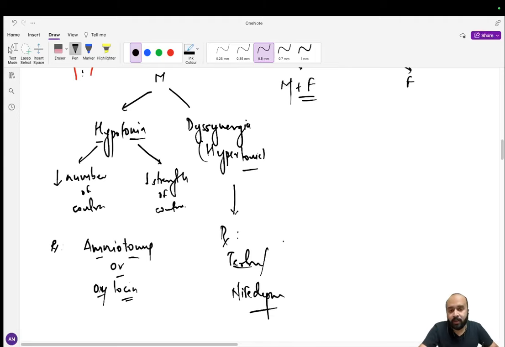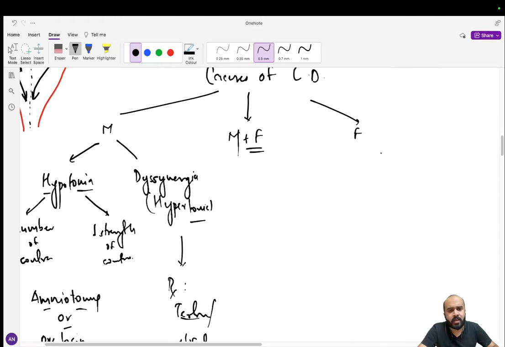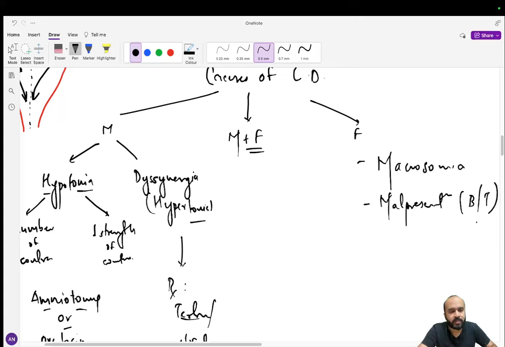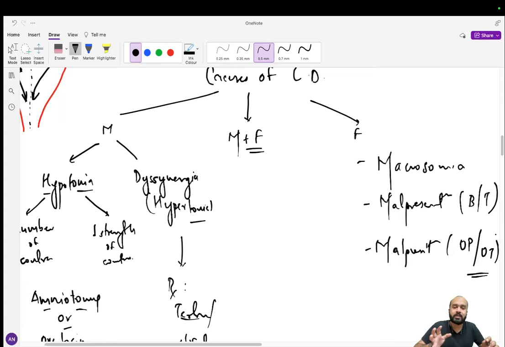So this was about the maternal factors. What about the fetal factors? The fetal factors can be plenty. It can be something like macrosomia, that the baby is too big for that pelvis, or there can be a malpresentation. A malpresentation can be a breech or a transverse lie, or it can be a malposition. A malposition, I intend to say, can be occipito-posterior, which will still deliver, but it will take longer to deliver, or occipito-transverse, wherein the baby is not going to be delivered unless the baby is very small in size. So these are the various possibilities.